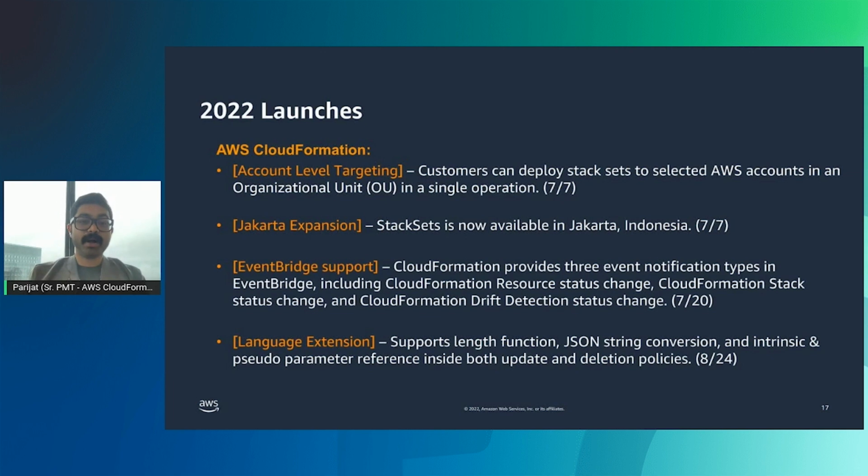So we have launched something called account level targeting for StackSets. Within the service managed model, previously customers could only deploy a StackSet to an entire organization unit, and you could not select a different collection of accounts within an OU. Account level targeting allows that flexibility to our customers. So you can now select different pools of accounts from an organization unit to not only create and deploy StackSets, but also skip deployment of StackSets using account level targeting.